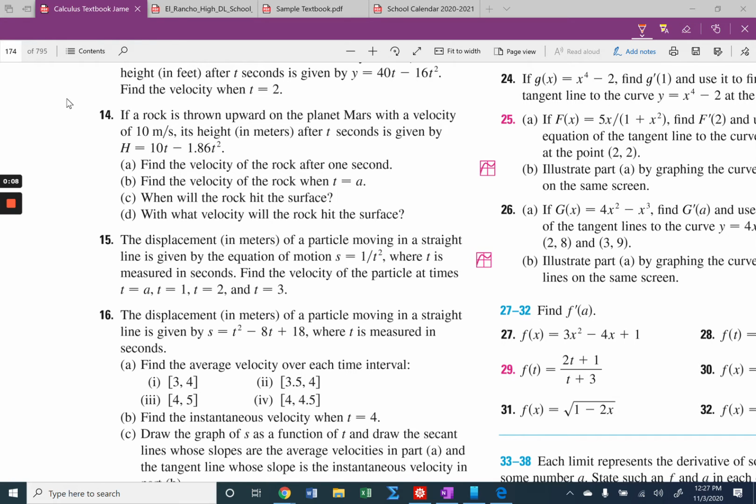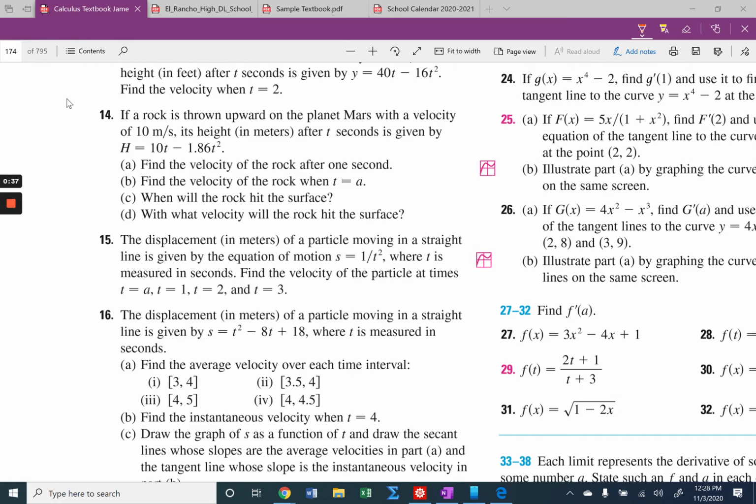Number 14 is on the list, and I'm not going to actually write much down, if anything, for this, because you have at least two examples in your notes of this type of problem. So I'll just tell you what you need to do, or refer to them, and go forward. If a rock is thrown upward on the planet Mars with a velocity of 10 meters per second, its height in meters after t seconds is given by this function h, 10t minus 1.86 t squared.